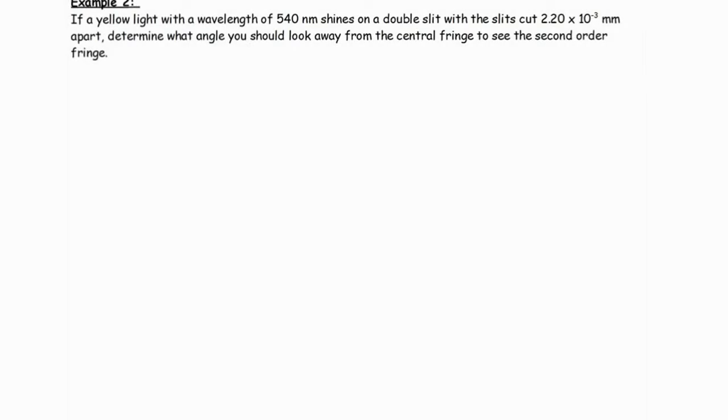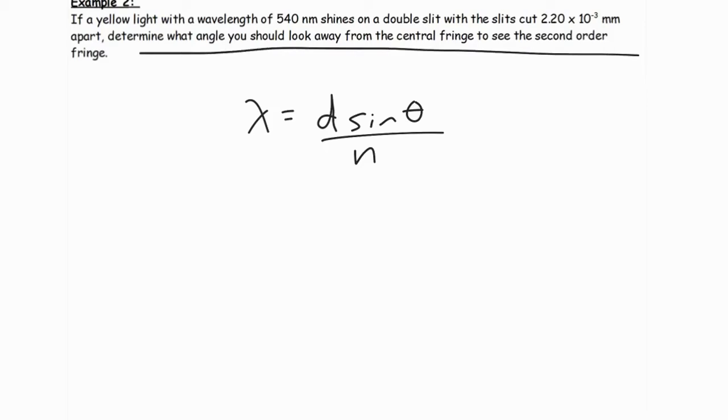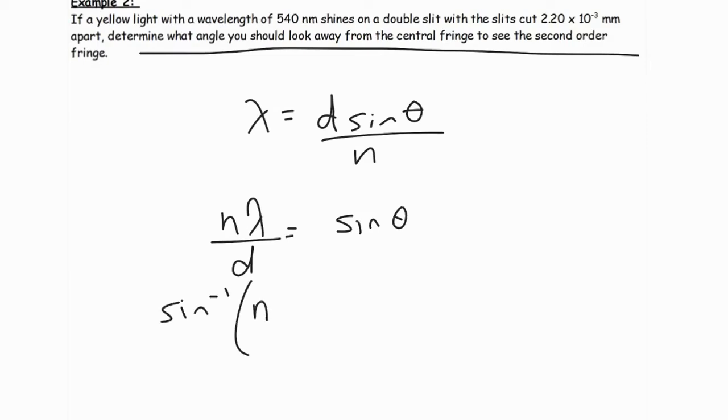So here's a question using that. So we have yellow light. So we have lambda is equal to d sine theta over n. And we want to find out what angle we need to look away to see the second order fringe. So n times lambda over d is sine theta. So I'll just go all the way. So sine to the negative 1 of n times lambda over d is theta.